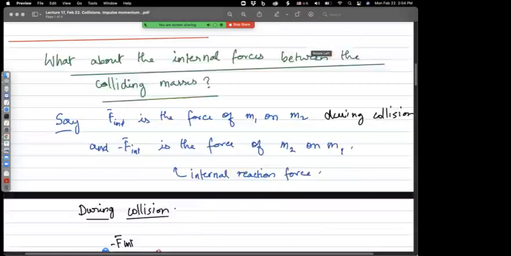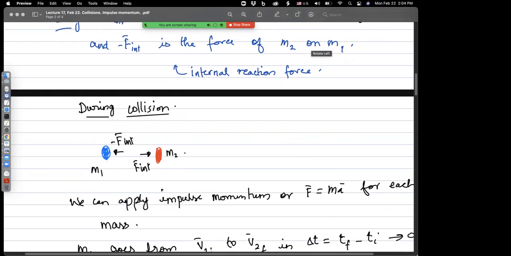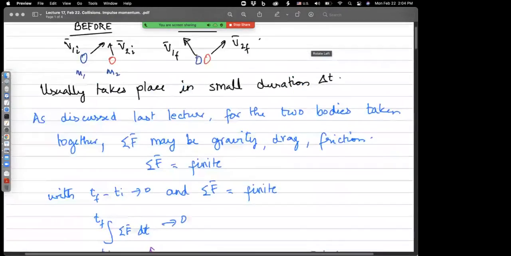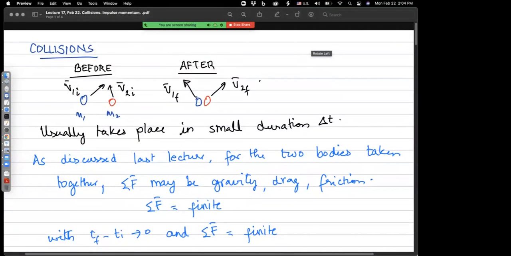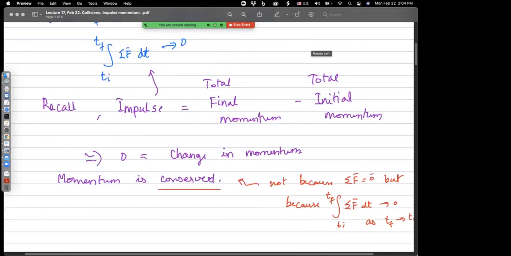So that's the free body diagram during the collision. We are ignoring for a moment that there are potentially external forces like gravity and so on. Okay, this is the free body diagram. So we can apply the impulse momentum relationship or F equals ma for each mass. Like here, we applied the impulse momentum relationship for the two masses put together. And for the two masses put together, total final momentum equals total initial momentum.